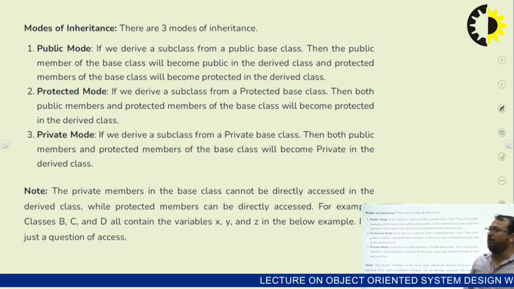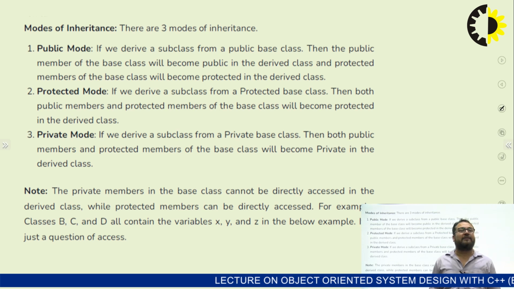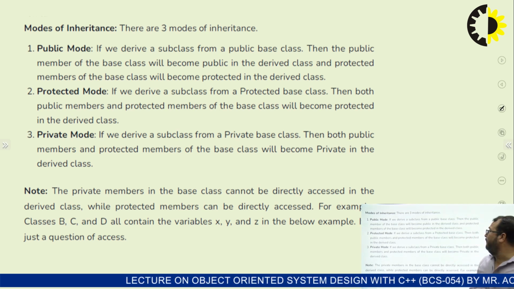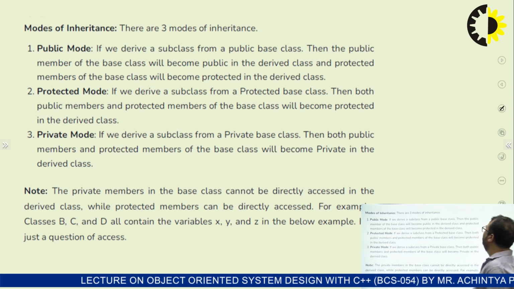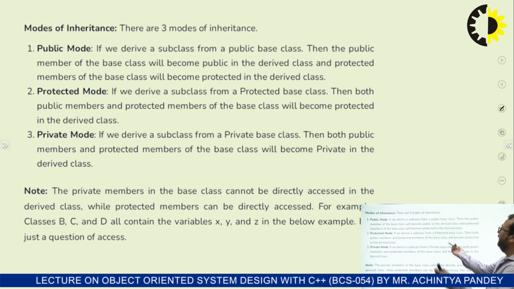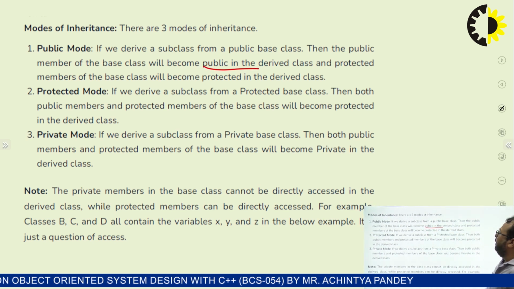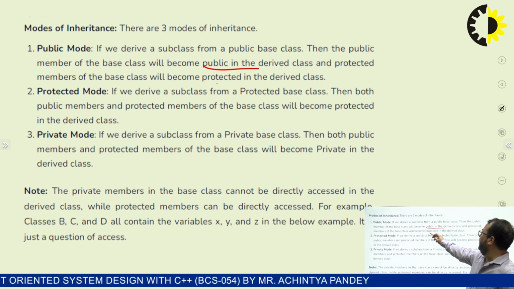So there are three modes of inheritance: public mode, protected mode, and private mode. If we derive a subclass from a public base class, then the public members of the base class will become public in the derived class, and protected members of the base class will become protected.